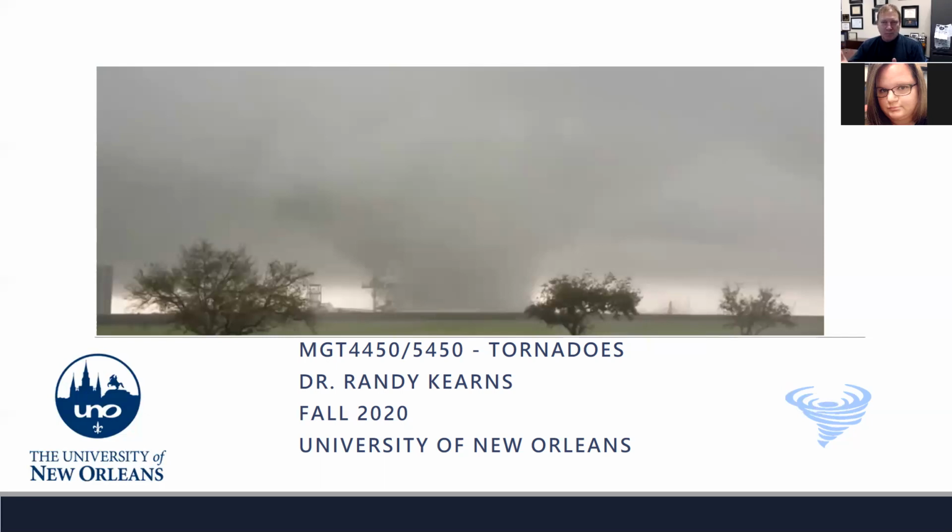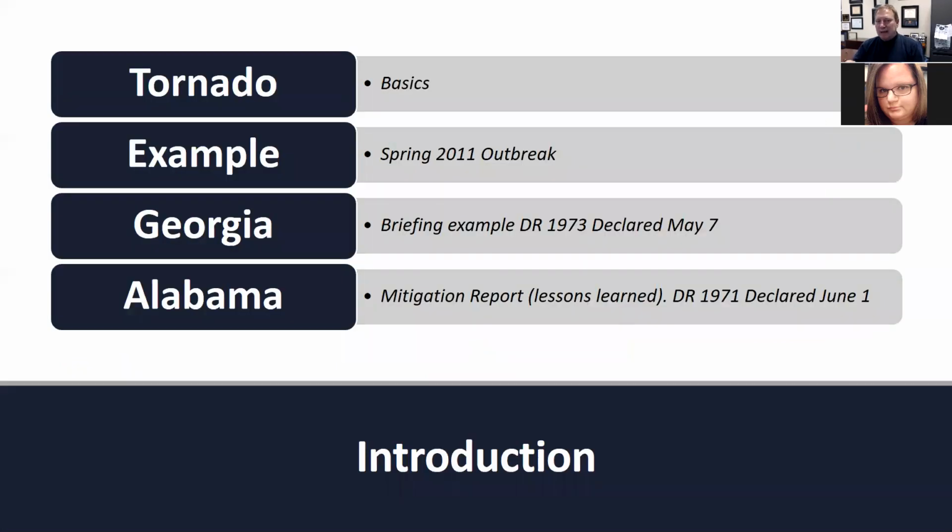It was also my last deployment to an actual disaster with FEMA. I've been to a couple of disasters since in a different capacity, but I do have some highlights of lessons learned and things we can take away from understanding how tornadoes are formed, what type of risk we may associate with tornadoes, and what are ways that we can protect ourselves and protect others. So again, I want to be sure and go over the basics. I do have some examples.